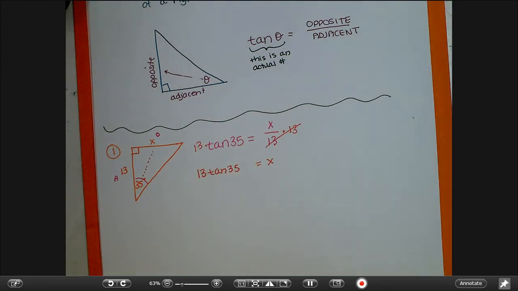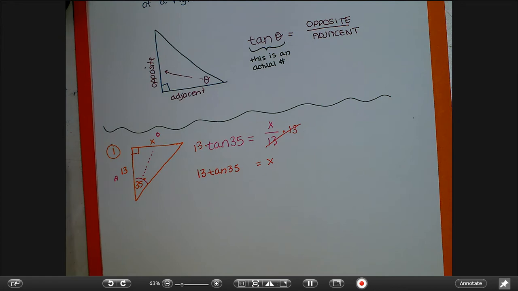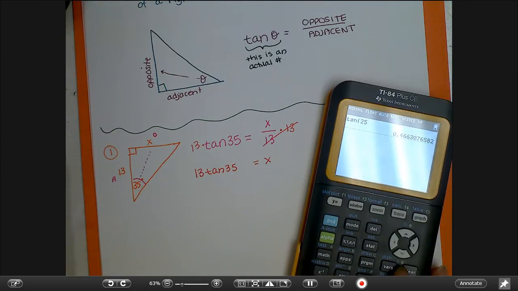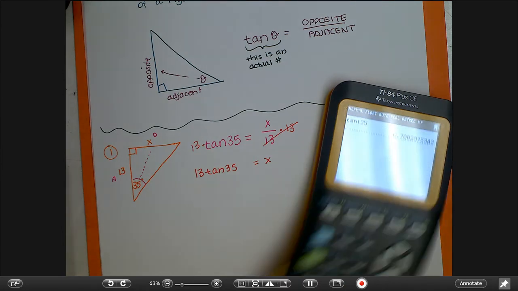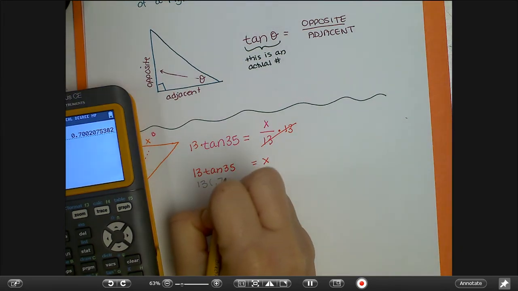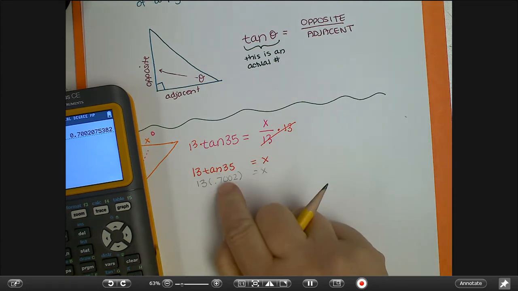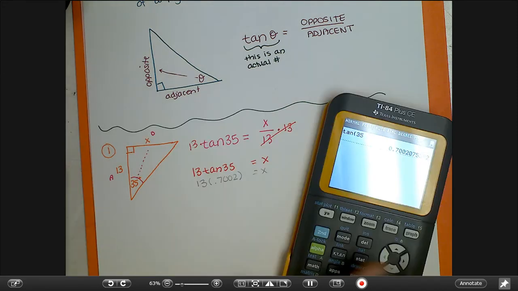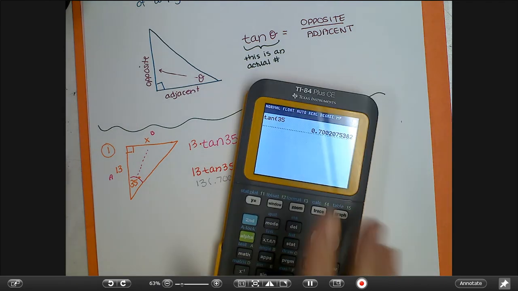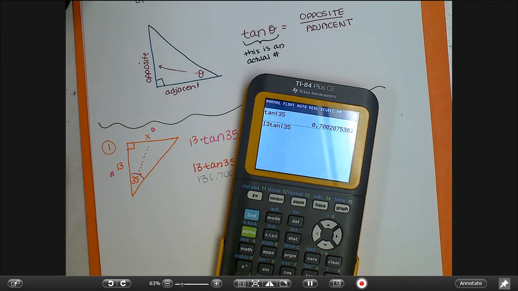Now, in olden days, we would look at a thing called a trig table. But let me show you as a side note what we are doing right here. If I type in tangent 35, it gives me a decimal. So I could theoretically be doing 13 times 0.7002 equals x. Like I said, this tan 35 represents an actual number. But I like to use the actual tangent button because this rounds the number and I don't want to round it as simply. So I'm going to type in 13, tangent 35, literally what I wrote on my paper.